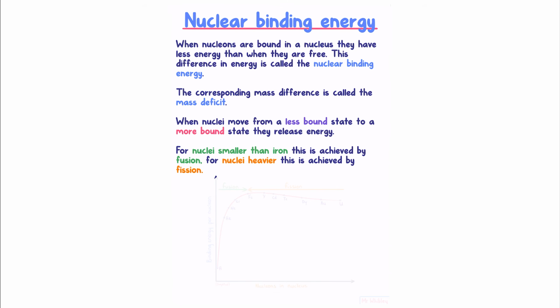We can see this better by looking at this graph, which shows the amount of nucleons in a nucleus against the binding energy per nucleon.